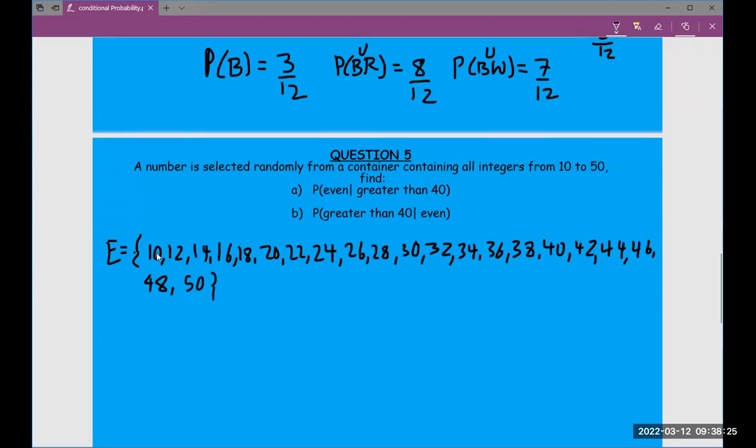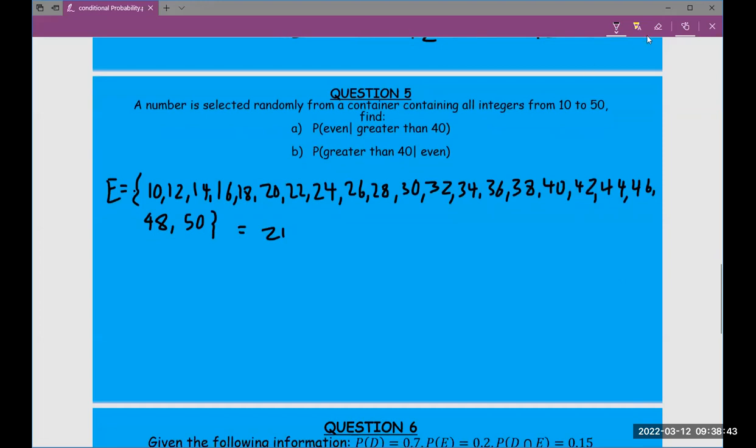Good. Now add up how many even numbers that is. All right, now don't write equals 21, write N in bracket E equals 21. So N in bracket E means the number of elements in set E. N in bracket E is 21, not E. E is the set. Good. Now, what else do you need from this question?